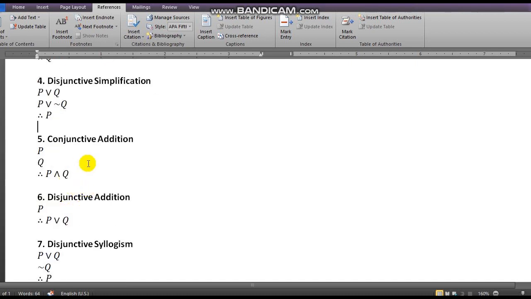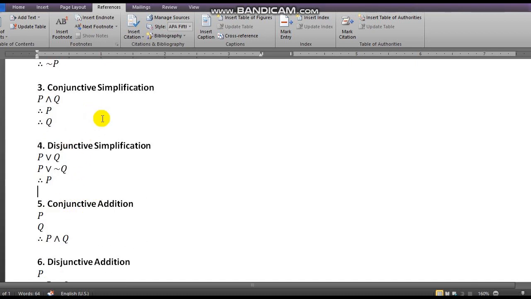For number 5, let's observe that in simplification we are trying to simplify a statement into a single statement. So P and Q becomes P, or becomes Q, while these statements simplify to become P.